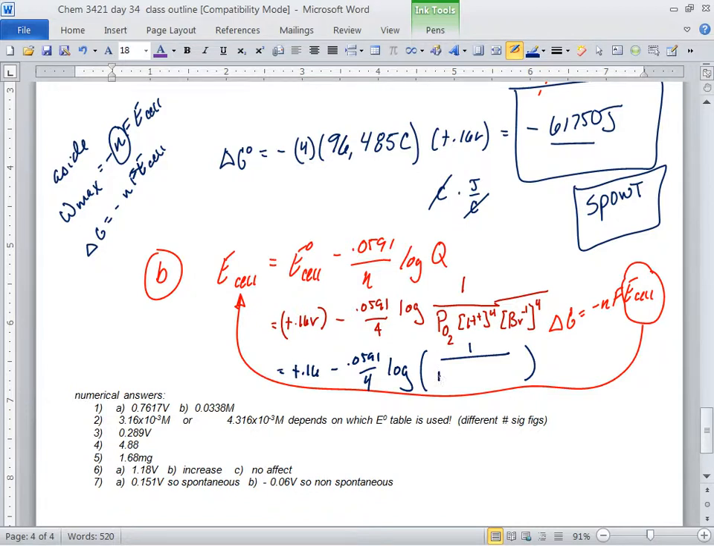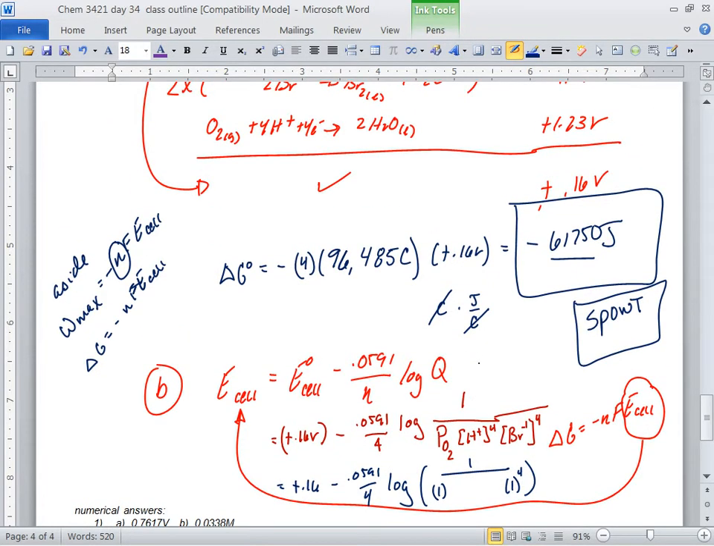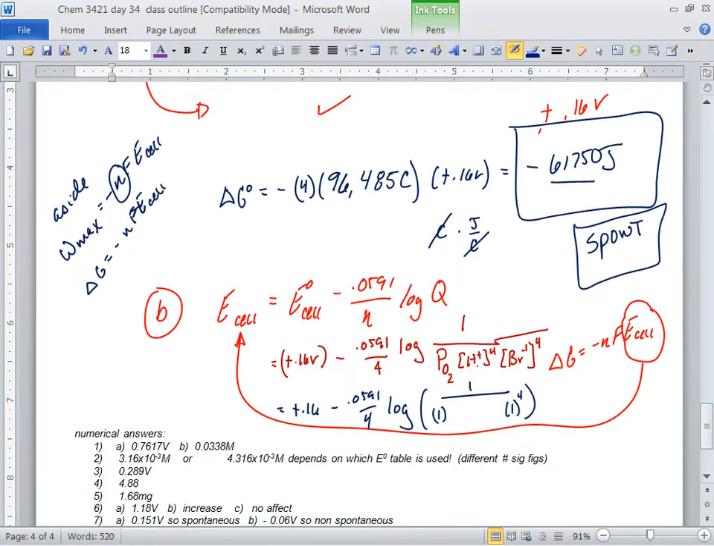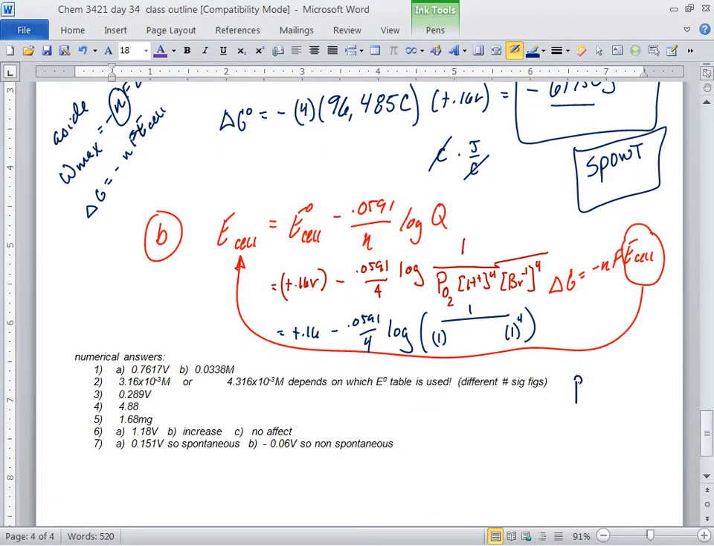So 1 bar. Oh, we have to figure out the hydrogen ion concentration. We have to figure out the pH. They said the pH was what? 3.6. So if the pH is 3.6, how do I get hydrogen ion concentration?